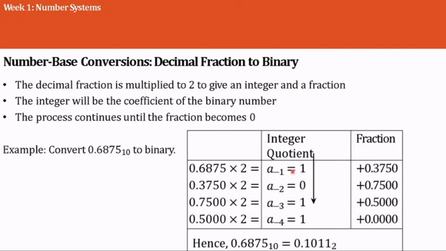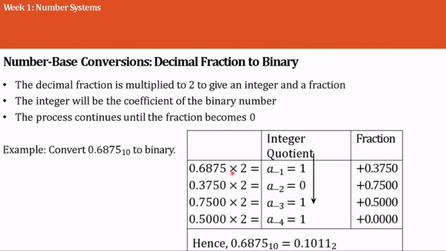Next is number-based conversion, where we convert a decimal fraction to binary. The decimal fraction is multiplied by 2 to give an integer and a fraction. The integer will be the coefficient of the binary number. The process continues until the fraction becomes 0. For example, convert 0.6875 base 10 to binary.